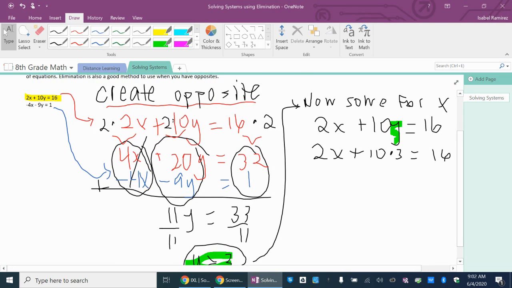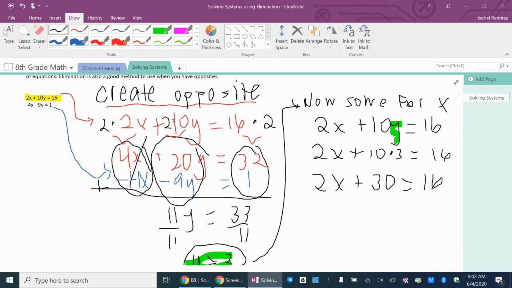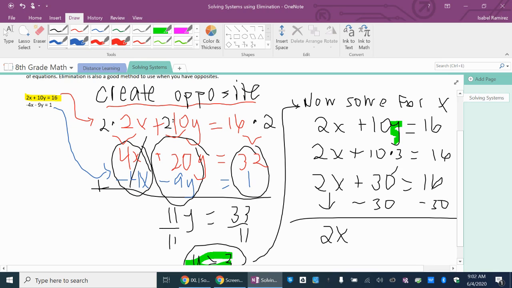So I'm going to leave the 2x alone and then multiply 10 times 3, which is 30. And now this is a 7th grade two-step equation. We have to try and get x by itself. Keep in mind that x is being multiplied by 2 and then added by 30, so we have to get rid of that plus 30 first. We subtract 30 from both sides, and we get 2x equals 16 minus 30, which is negative 14.